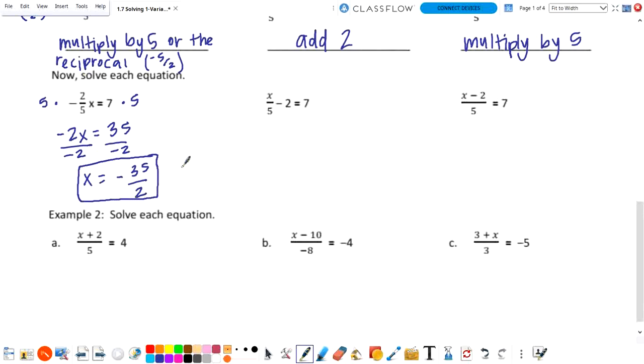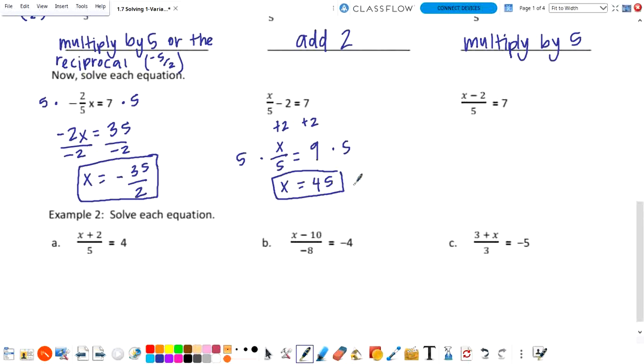Right? For our next one, we said we were going to add 2 first, so let's do that. We'll be left with x over 5 equals 9. And then this x is being divided by 5, so we need to multiply by 5. And we get x equals 45.